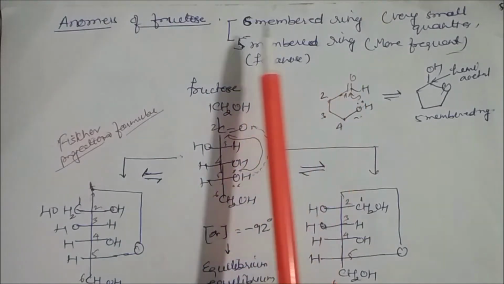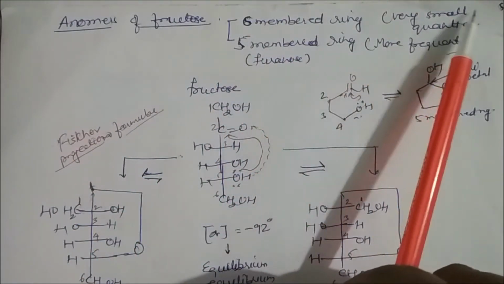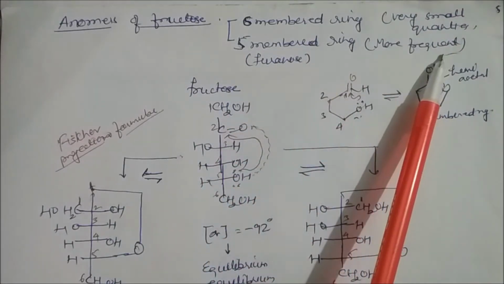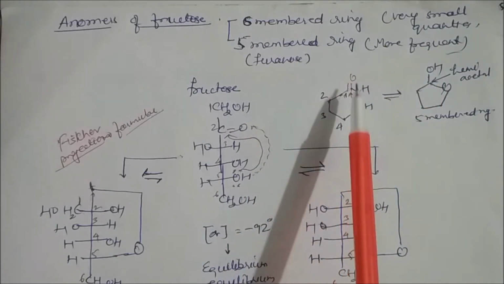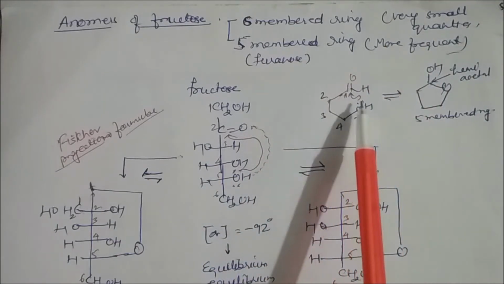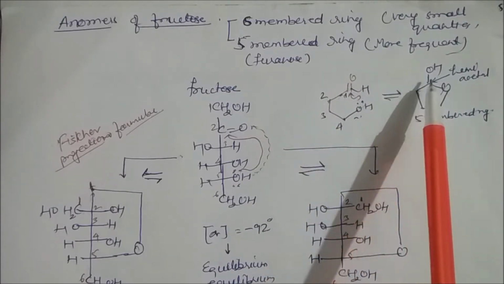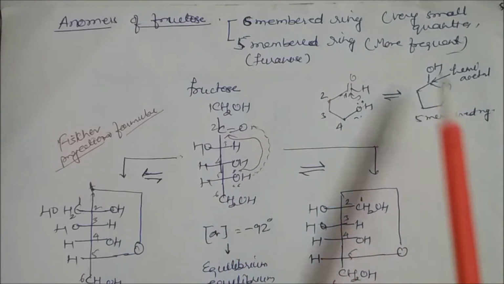One is a 5-member ring, the second is a 6-member ring. The 6-member rings are in very small quantities, while the 5-member ring is called furanose. It is found more frequently. So you can see how it forms the 5-member ring. This is carbon 1, 2, 3, 4, and the lone pair on the oxygen at carbon 5 will attack this carbon. So we get this structure, and this carbon is a hemiacetal, as we have seen in previous sessions. This is a 5-member ring, and it is the most stable ring.